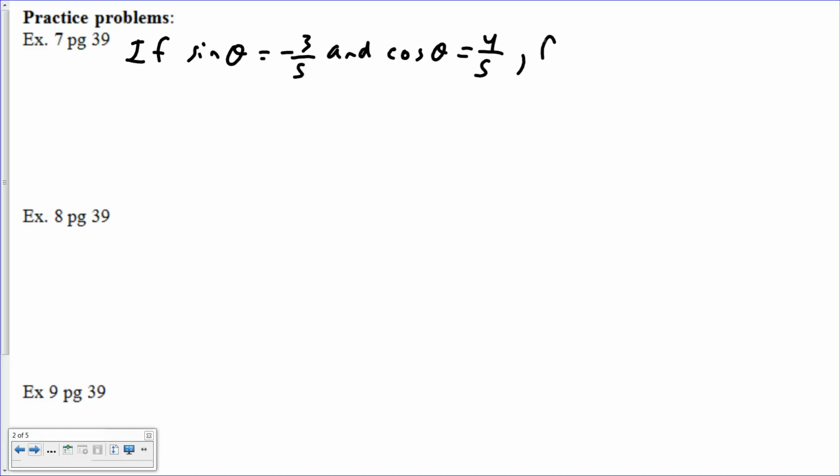We're just going to do the first example, which is if sine theta equals negative 3/5 and cosine theta equals 4/5. The question is, find tangent theta and cotangent theta. Now, very important when you get to these problems.